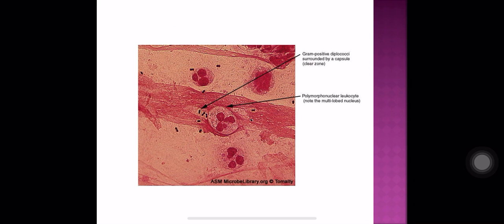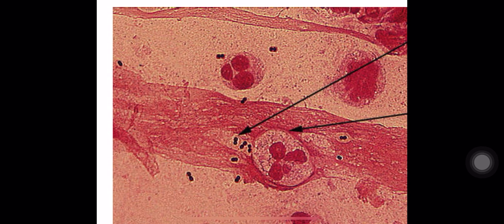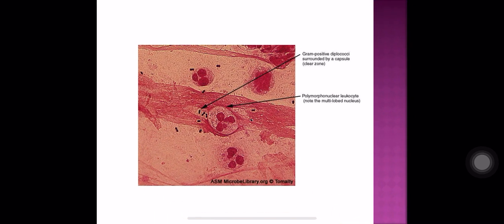This is another figure which shows gram-positive diplococci surrounded by a capsule, and if you observe quite carefully you can appreciate the flame shape or the lanceolate shape.